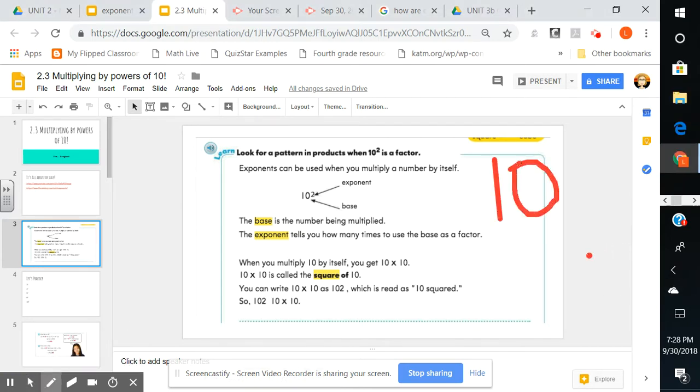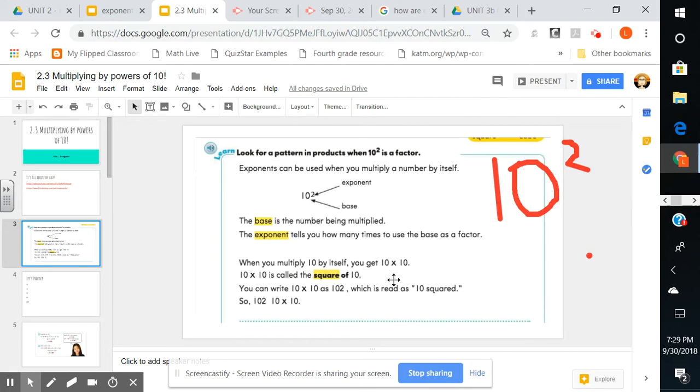So 10 to the second power. And 10 to the second power is, let me just show you here. First, I want you to write the base is the number being multiplied by itself, and the exponent tells you how many times to use the base as a factor. So when you multiply 10 by itself, you get 10 times 10.